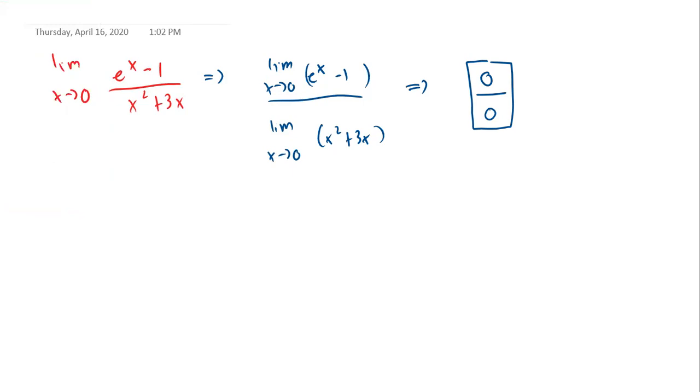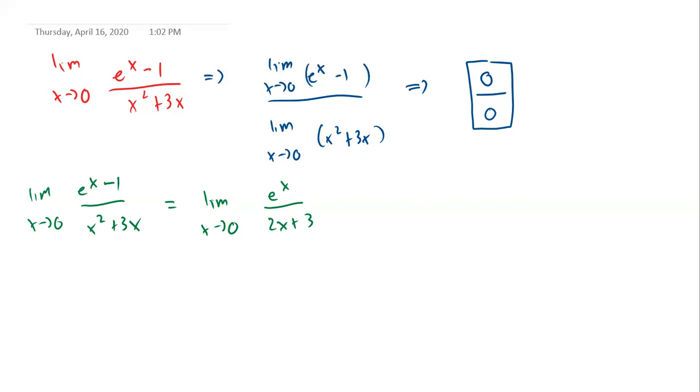So let me write the limit a little bit different, but the same thing I wrote before. The limit of e to the x minus 1 over x squared plus 3x, by L'Hopital's rule, equals the limit as x approaches 0 of the derivative of the top divided by the derivative of the bottom. What's the derivative of the top? The derivative of e to the x is just e to the x. The derivative of 1 is 0. So we just get e to the x on the top divided by the derivative of the bottom, 2x plus 3.